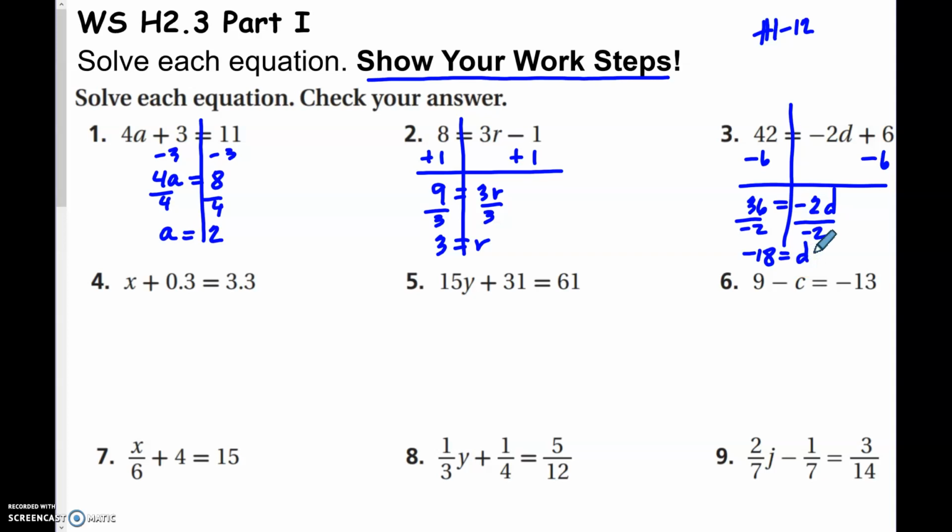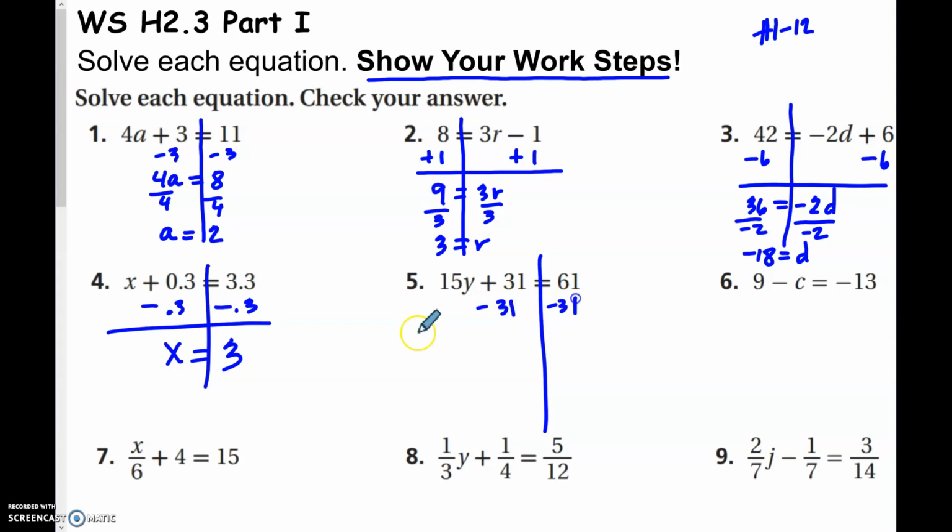All right, number 4. Oh, this one actually looks like only a 1 step. So we're going to have to move this number, minus 0.3, minus 0.3, and x is 3. All right, number 5. We need to move the 31 first. So I'm going to subtract 31. So 15y equals 30. And now we're going to have to divide by 15. So y is 2.